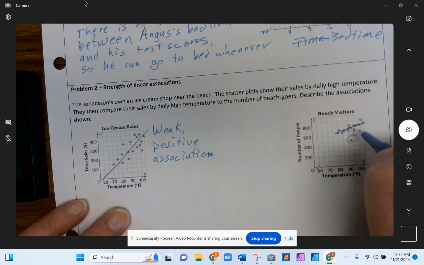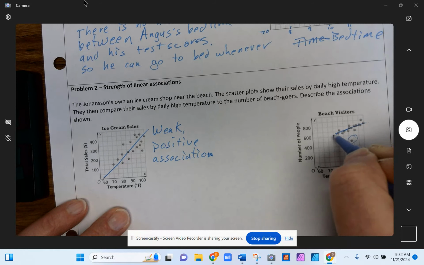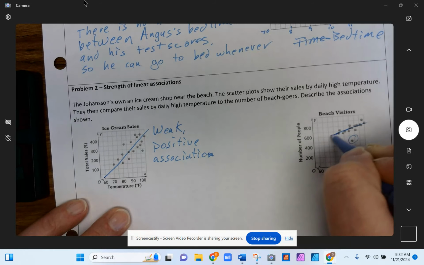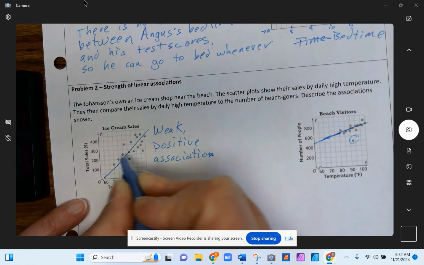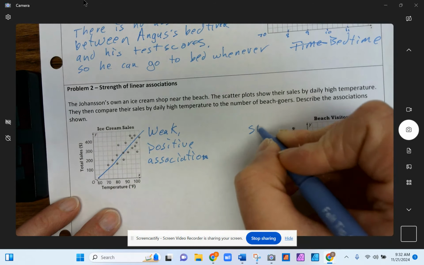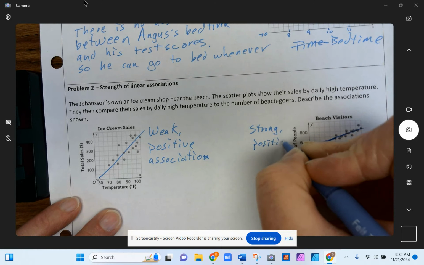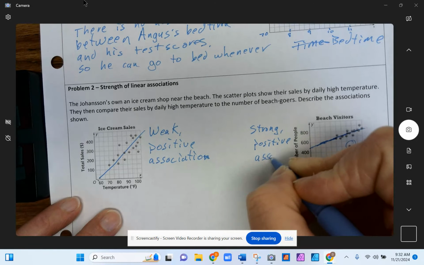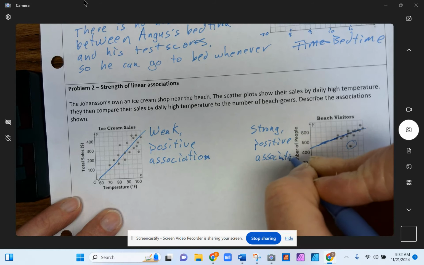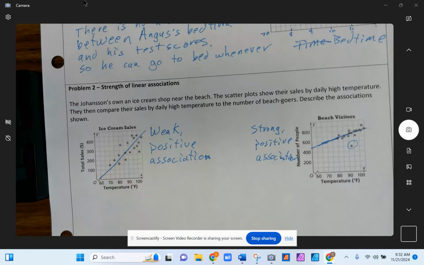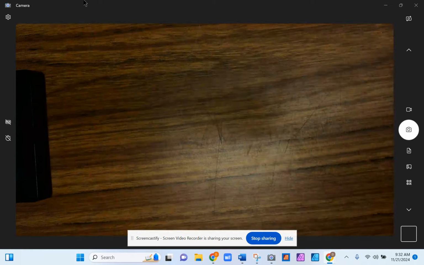I don't know. But anyway, this one we have the points clustered much more tightly around our line than we do in this one, right? So we would say this is a strong positive association. Okay, and we'll define that later in the notes here on the second page. I think this is going to be a pretty quick one, guys.